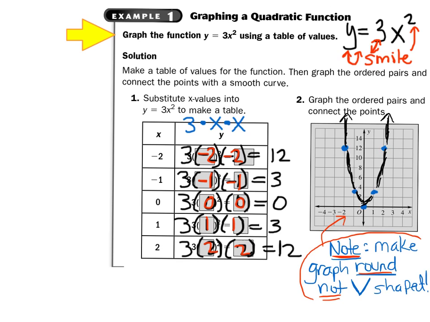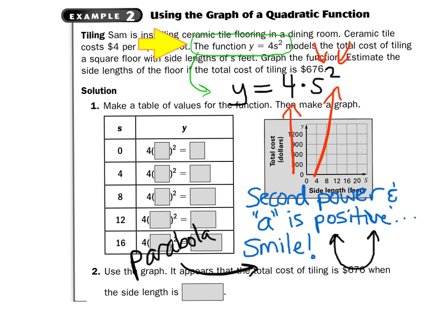And then notice how I switched from the blue to my pencil. I just want you to sketch a curve, okay? It is not a V shape. It's a smooth curve. And notice how it's a smile. It's going up.